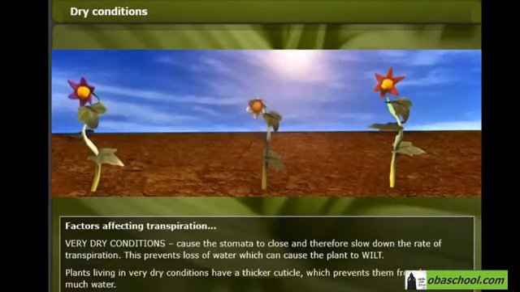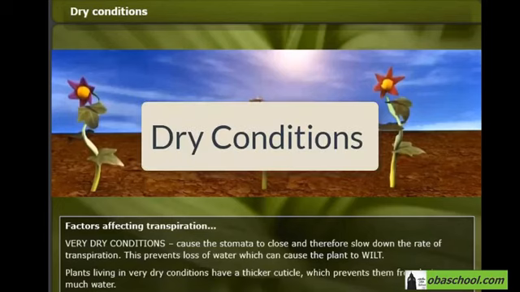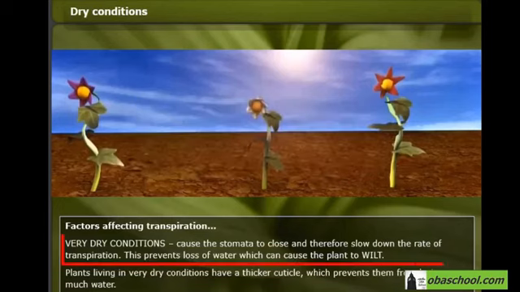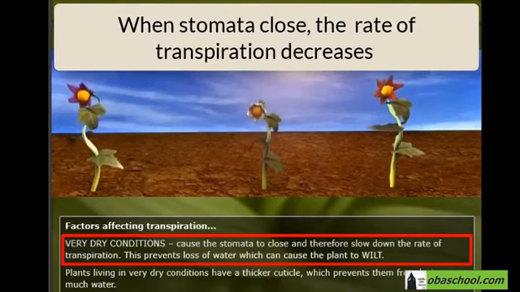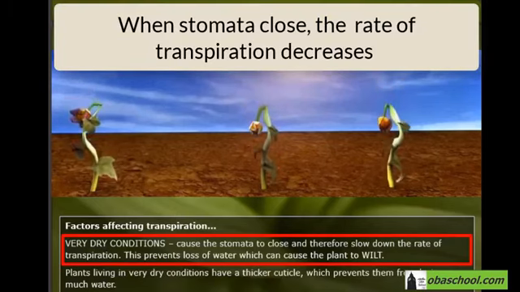The first factor that affects the transpiration is the dry conditions. Very dry conditions cause the stomata to close and therefore slow down the rate of transpiration. This actually prevents the loss of water, which can cause the plant to wilt.